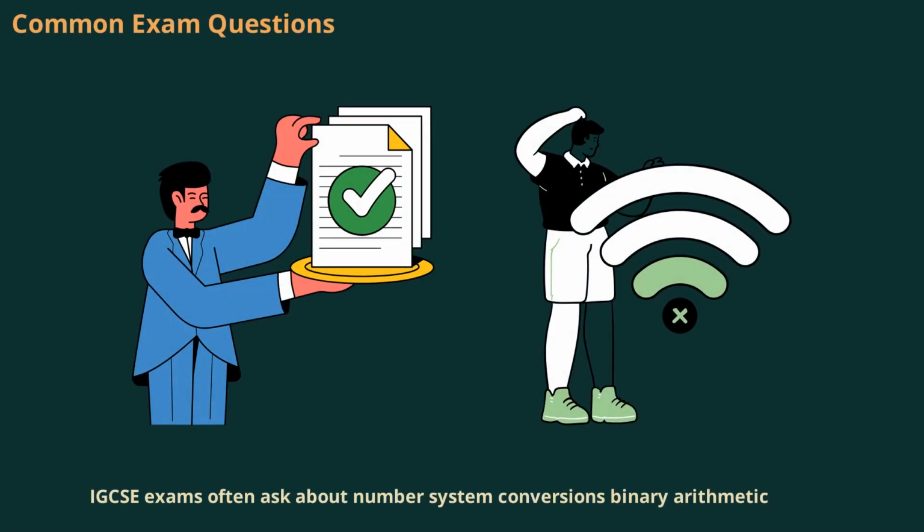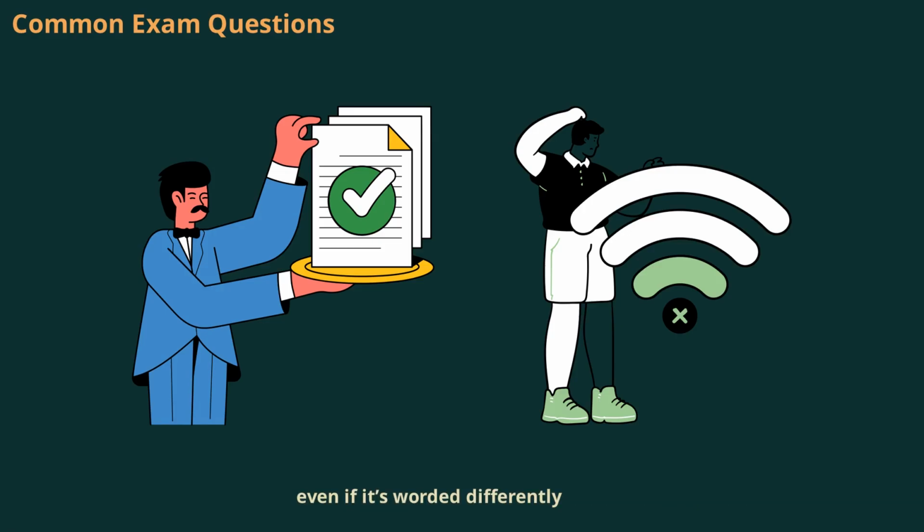IGCSE exams often ask about number system conversions, binary arithmetic, and data compression. Practice these topics to build confidence and improve your test scores. Understanding the underlying concepts will help you tackle any question, even if it's worded differently.